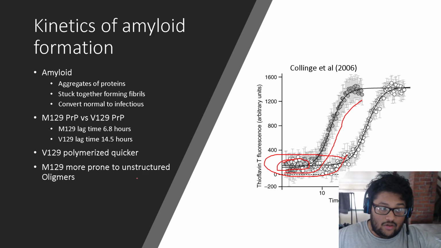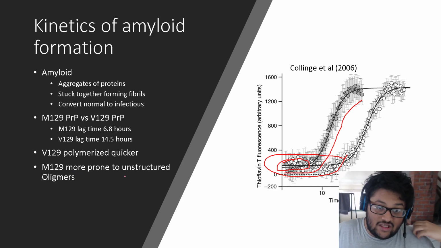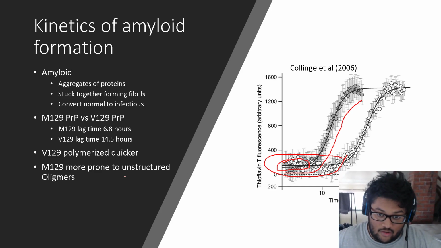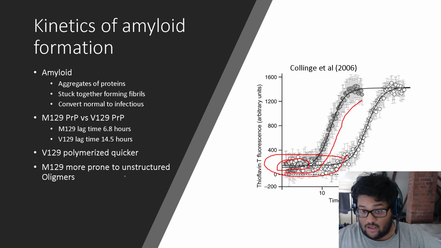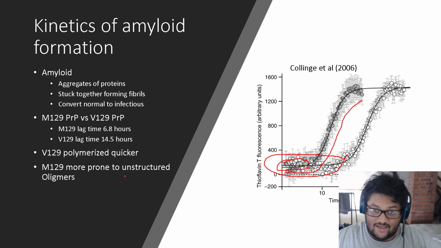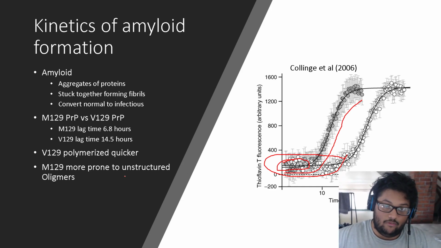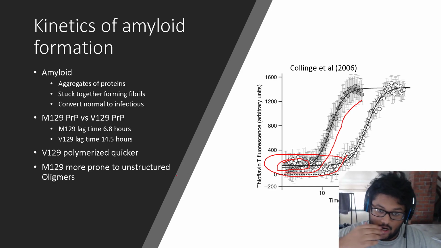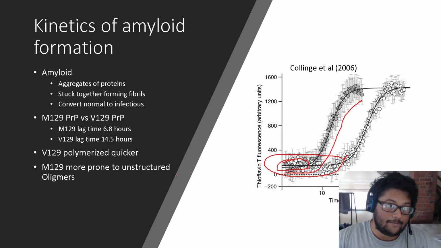that increased susceptibility, because they can increase in population so much faster. What they found out alongside that was that V129 polymerized quicker, but M129 was more prone to unstructured oligomers. And what that means is that because they're unstructured oligomers, it's more capable of creating that nucleation site so that it can turn PRPC into PRP-SC much easier, because there's that additional availability of energy to form more stable bonds.